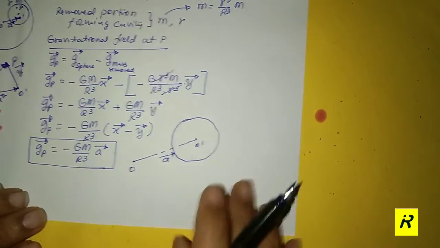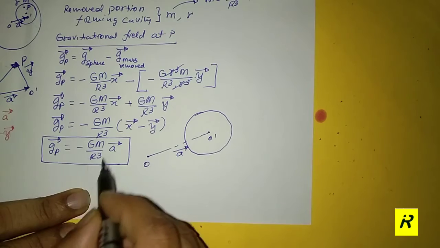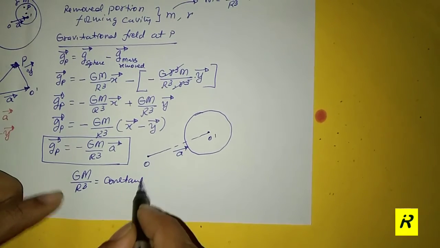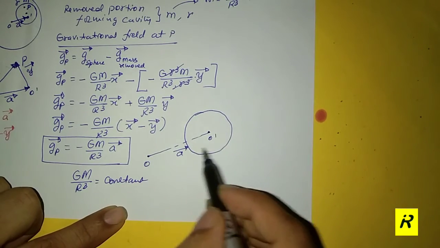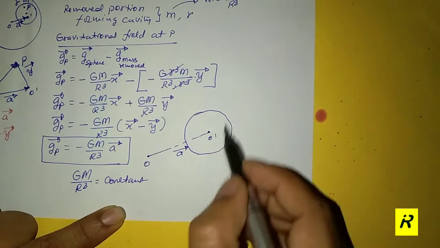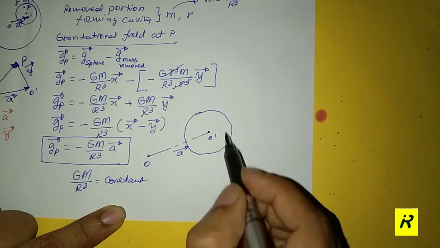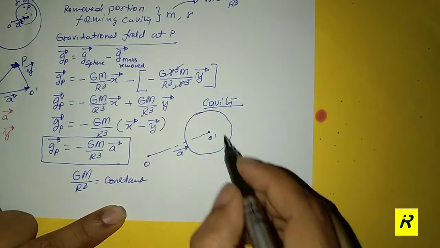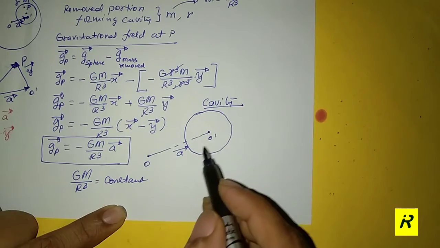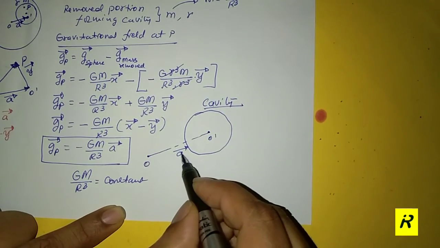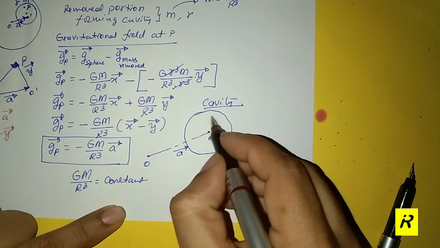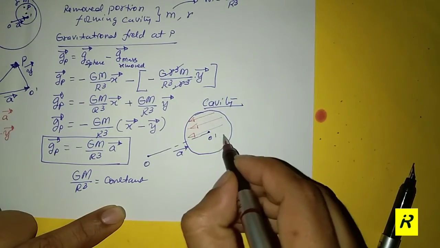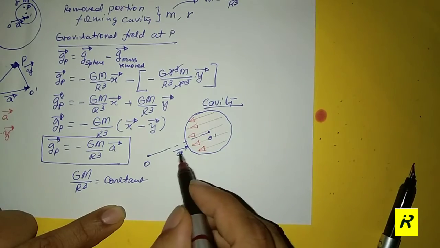From this derivation, the result what we obtained here, GM divided by R cube, is constant, right? So GM divided by R cube is constant. This says the gravitational field at any point inside this is constant. Okay, so inside this cavity the acceleration due to gravity, otherwise the gravitational field, is constant. But it acts in what direction? Acts in the direction opposite to a cap. That is, at every point the gravitational field is always acting in this direction. So this direction resembles the direction of a vector.